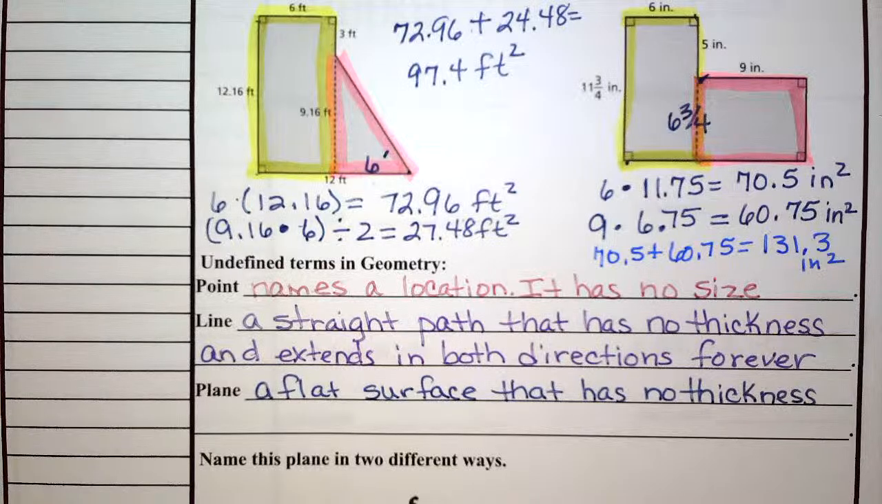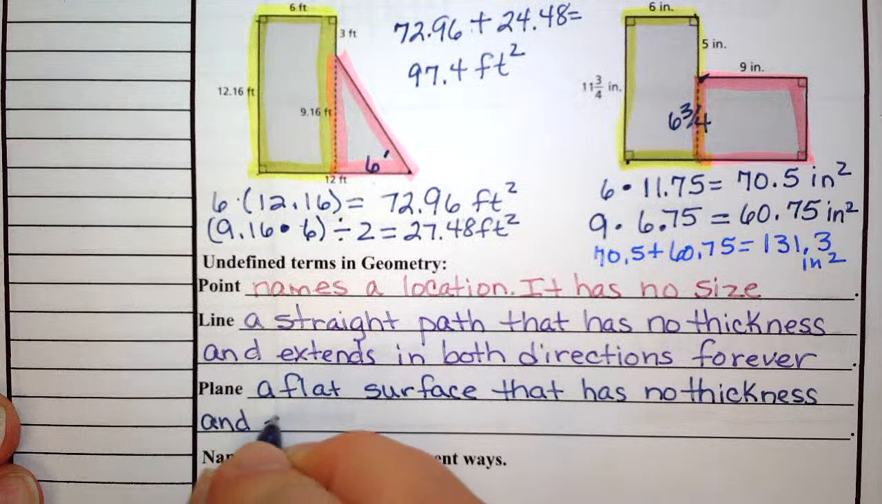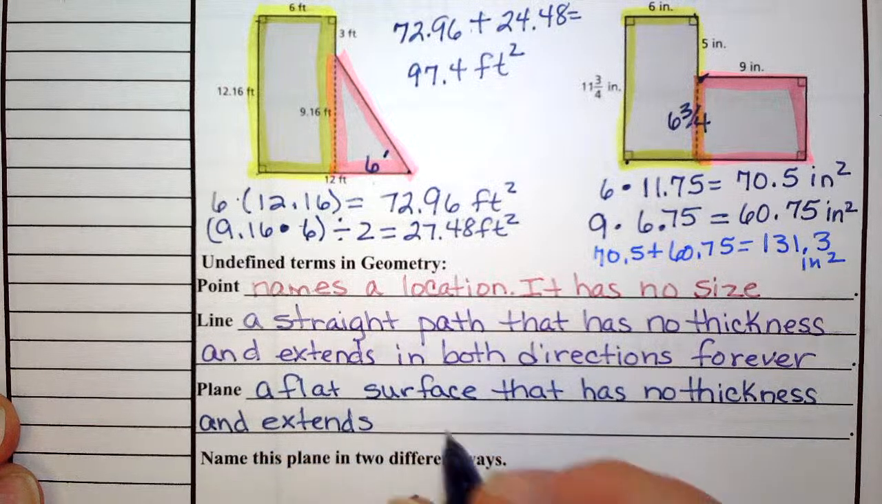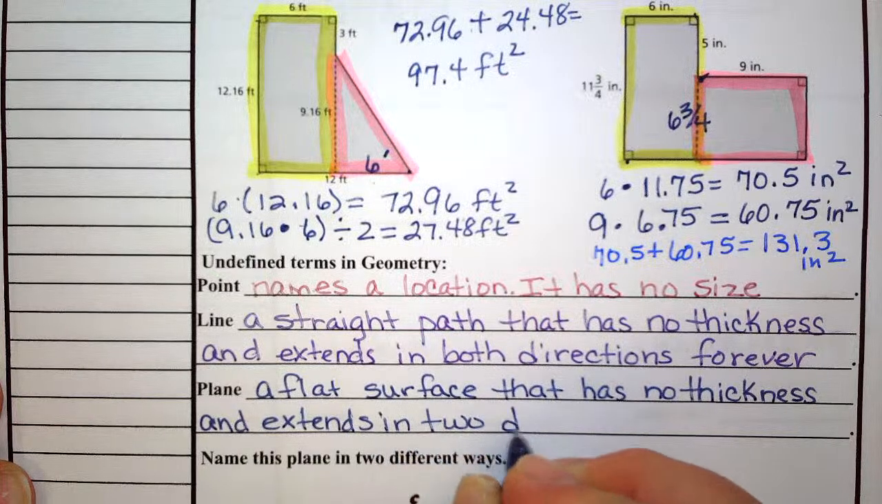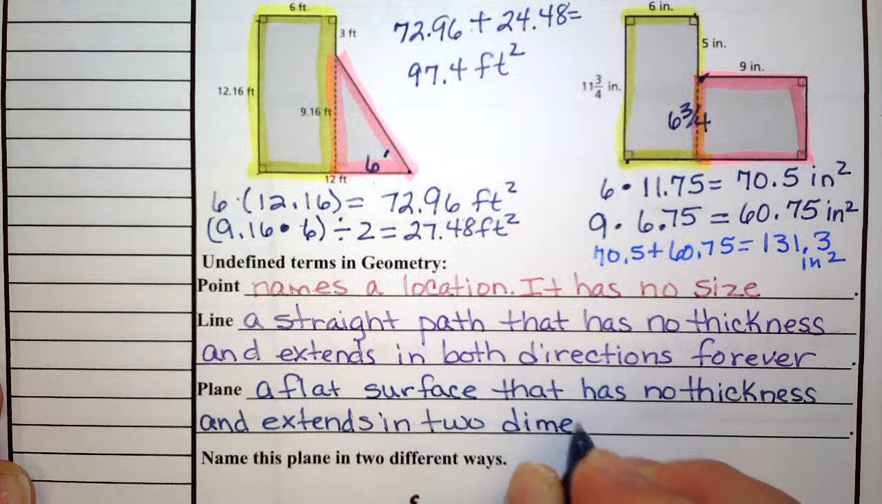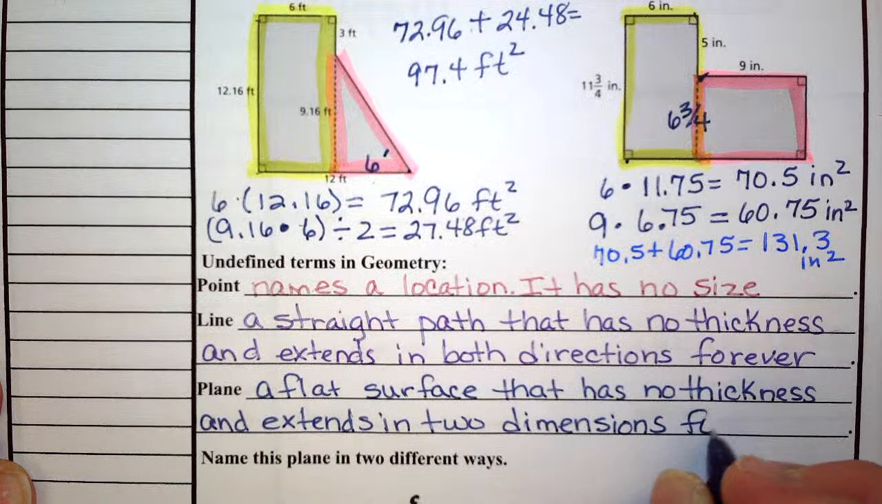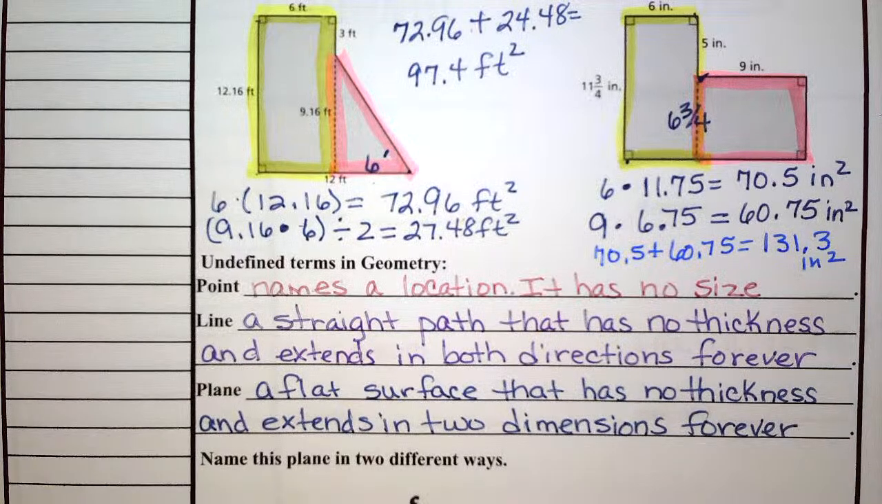And extends in two directions forever. It's actually in two dimensions. In other words, you've got length and you've got width. Now, once again, there is no thickness, so it is quote-unquote invisible. It is an abstract thinking.